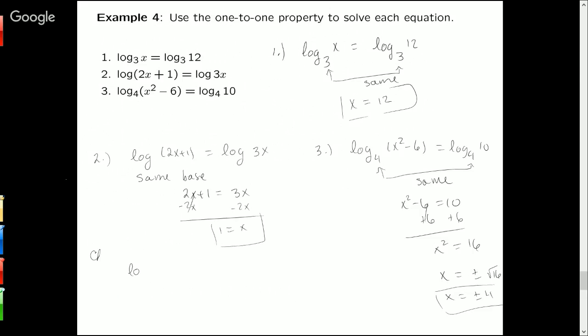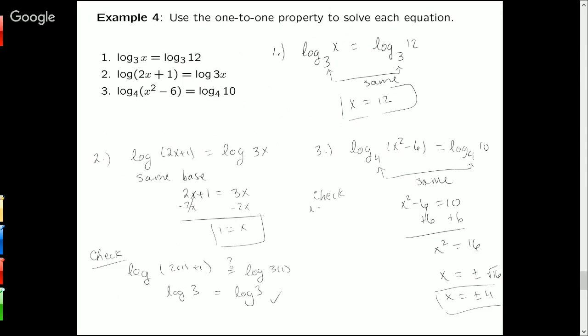Plug in x equals 1. And if you check this, you're going to have log of 2 times 1 plus 1. And you want to know, is that equal to log of 3 times 1? Well, what is 2 times 1 plus 1? So we have log 3. And what is 3 times 1? So I get the same on both sides. That one works.